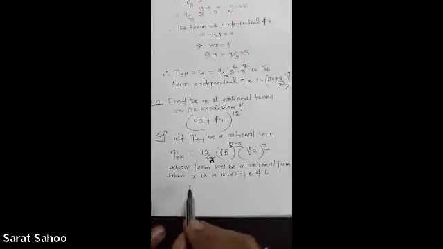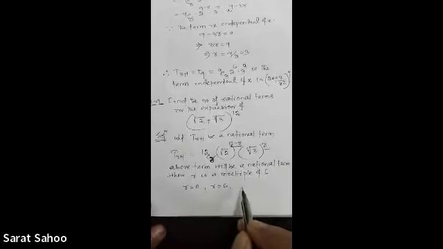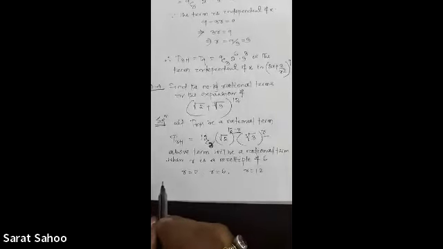So we can take r is equal to 0 or r is equal to 6 or r is equal to 12. Thus there are three rational terms.